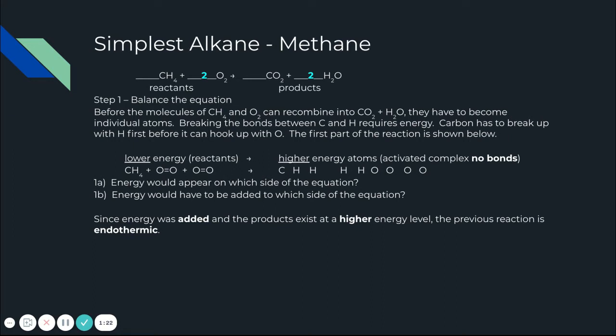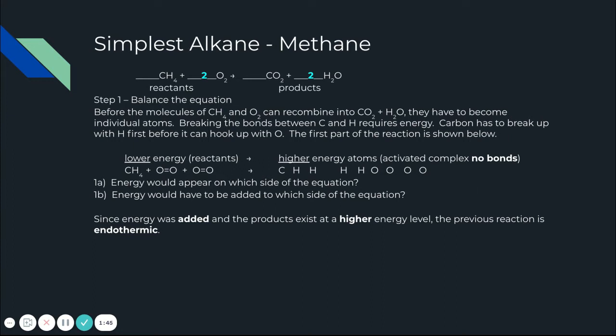We call that the activated complex. Every reaction goes through this, where we start with reactants, they all break apart, and then we form products. So when they're all broken apart, we call that the activated complex. We'll see that on a graph at the end. Okay, so once we're at the activated complex, everybody's in their atom forms rather than in compounds.